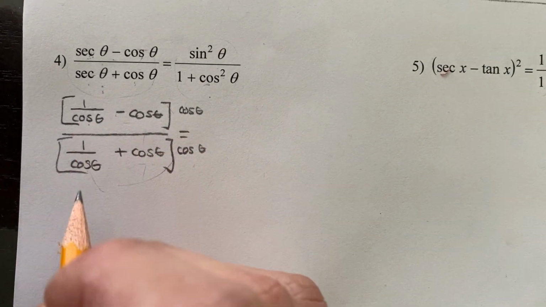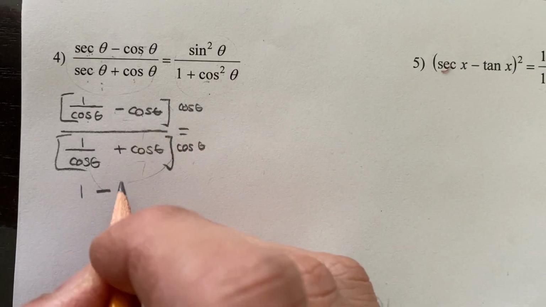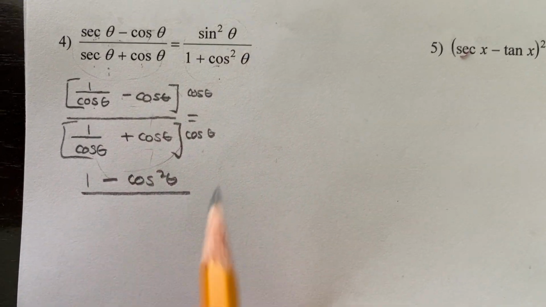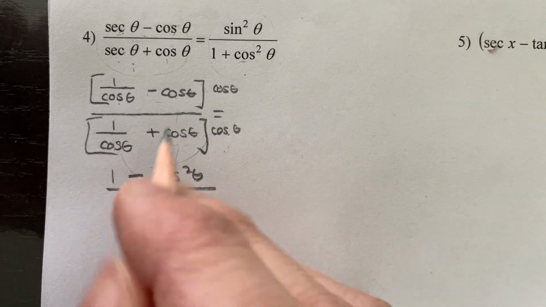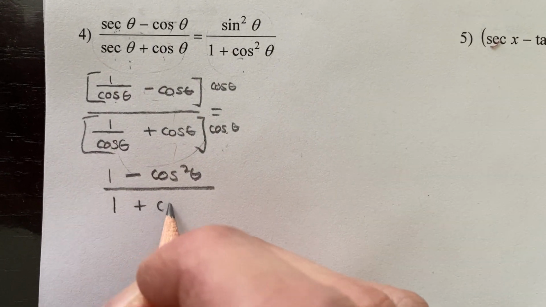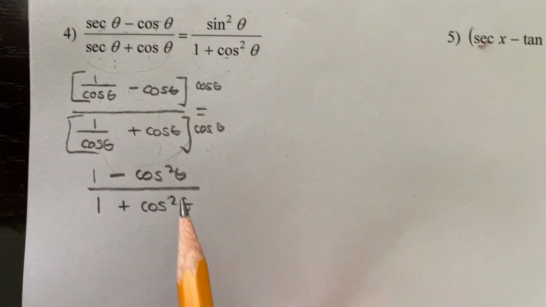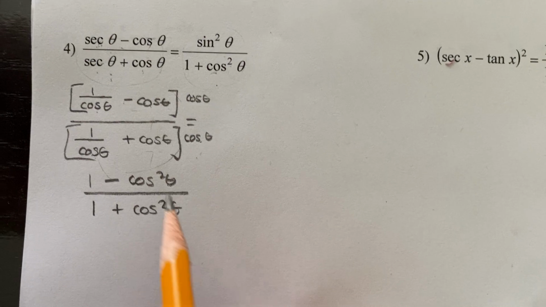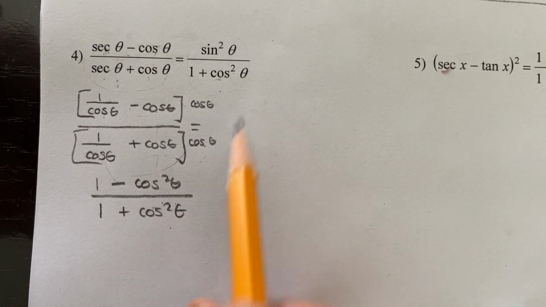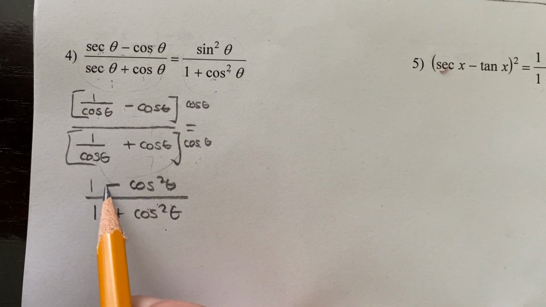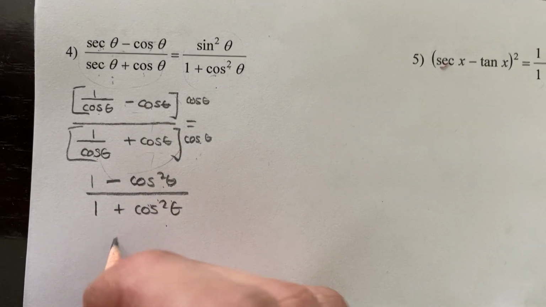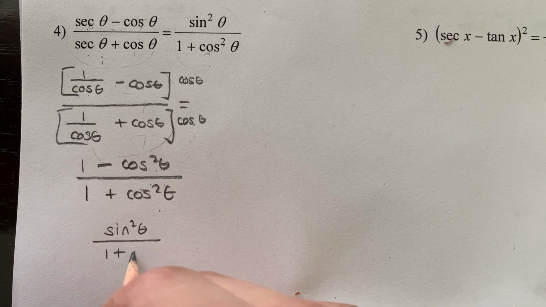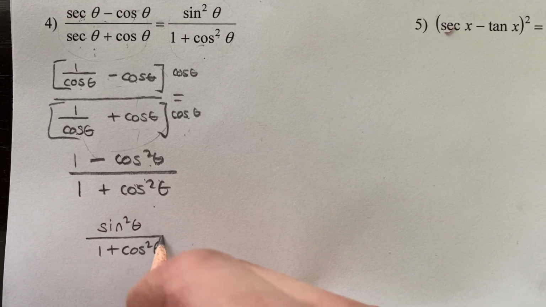Distribute. This times this, you're going to get 1. This times this, you're going to get cosine squared theta. Cosine theta times 1 over cosine theta, you're going to get 1. And you have now 1 minus cosine squared theta over 1 plus cosine squared theta. Well, we're almost done, right? This side almost looks like this. Well, 1 minus cosine squared, that's just sine squared. In fact, we are done with verifying this trig identity, right?